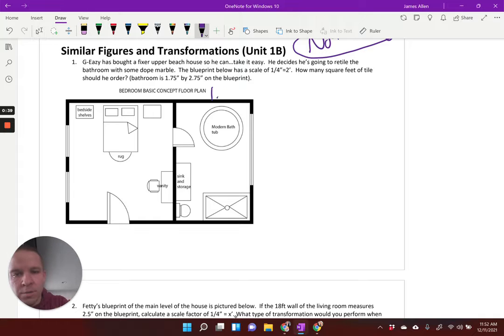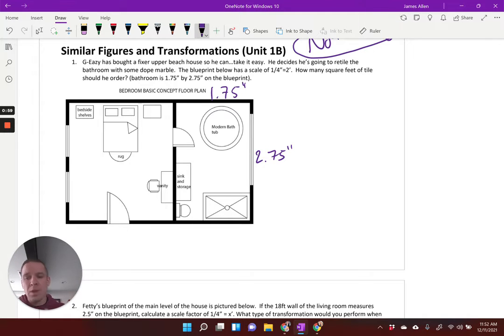So 1.75 inches and 2.75 inches for my bathroom. Now, we're not going to subtract out all these different fixtures and stuff like that because we don't really have any of those measurements. We're just going to do the whole rectangle, okay? This is obviously also a review of some area. The main thing here would be finding our actual dimensions. That's the Unit 1B topic.